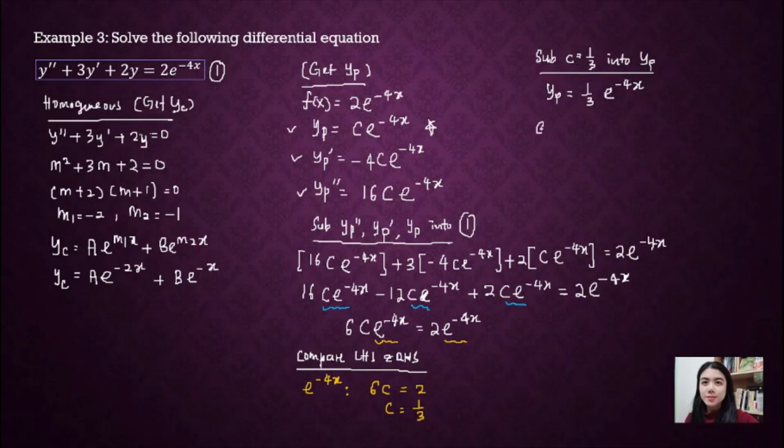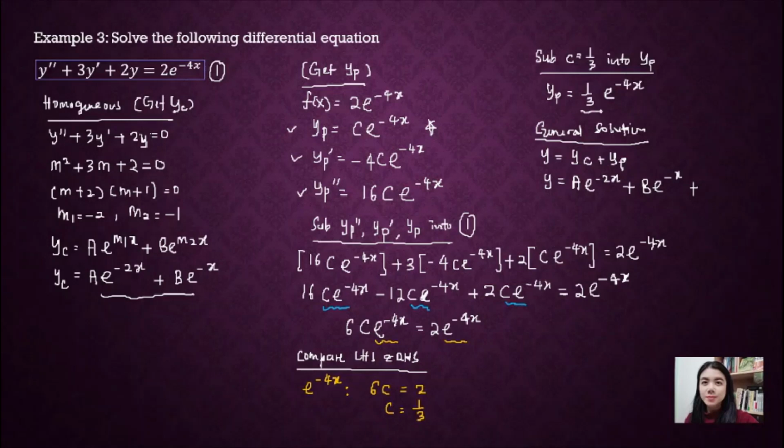Now let's go to the general solution. Your general solution will be y equals yc plus yp. So y equals yc, which is a e to the minus 2x plus b e to the minus x, plus yp, which is 1 over 3 e to the minus 4x. So this is the general solution for example number 3.